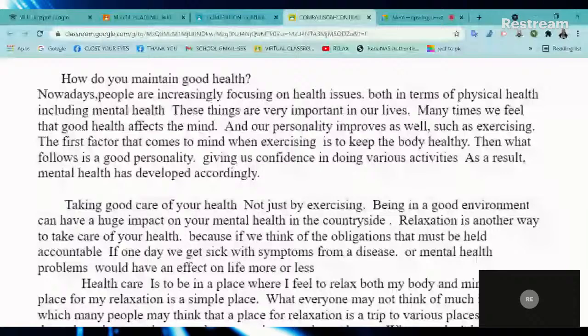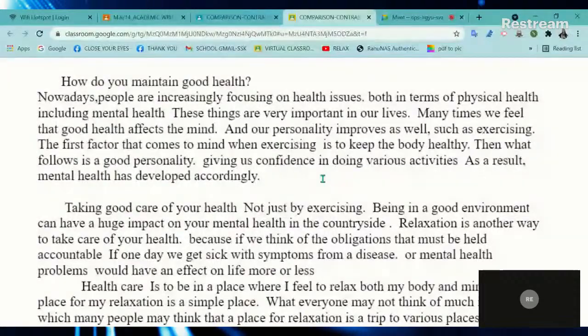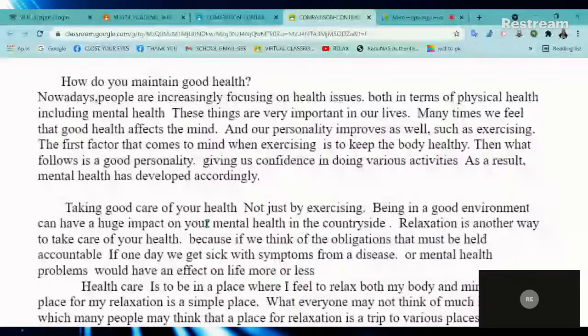Amelia, you're there? Yes. I was just thinking what I had to say about city and the countryside after exercising. Instead of writing the first factor that comes to mind when exercising is to keep the body healthy, you can actually, if you want to put this as background information, why not? It could be as well. You may not change this one. However, you need to remove this one and change it to first.